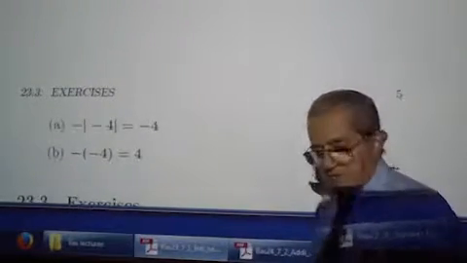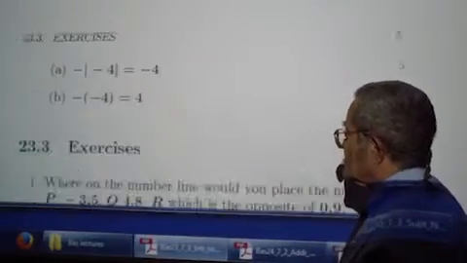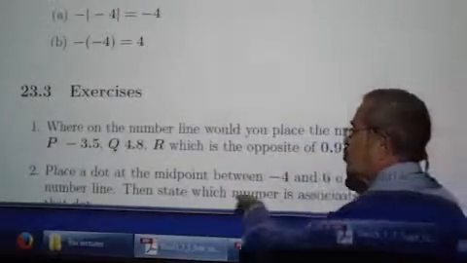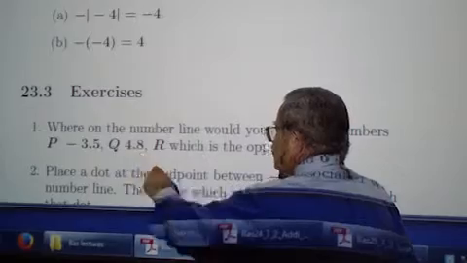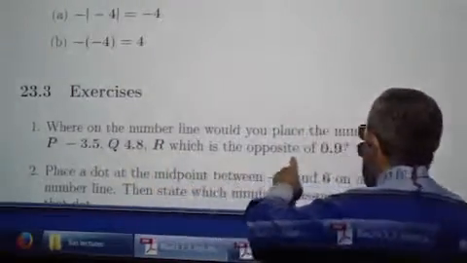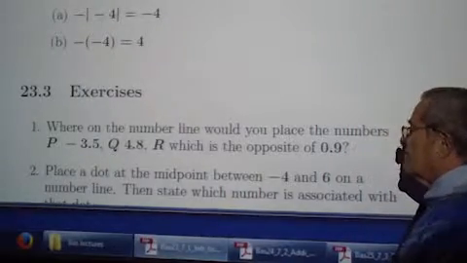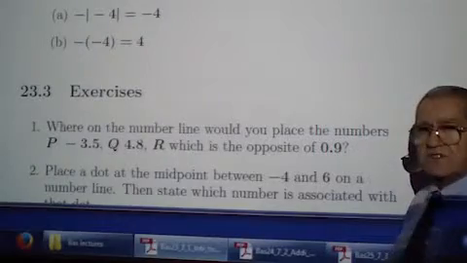And then I guess I propose a set of exercises for you to do. Where on the number line would you place the numbers -3.5, Q, which is 4.8, and R, which is the opposite of +0.9. So -3.5, 4.8, 0.9.